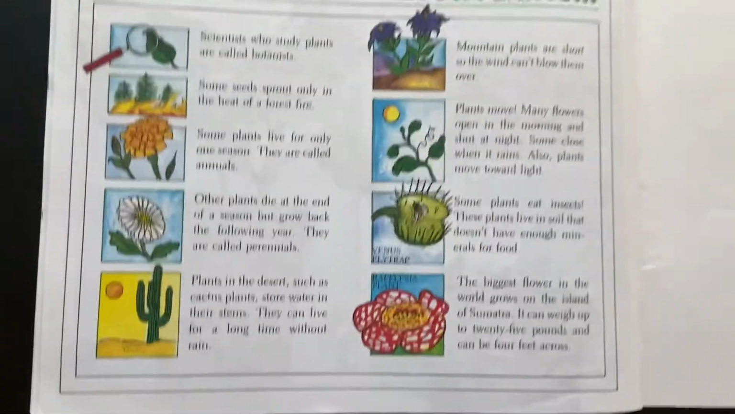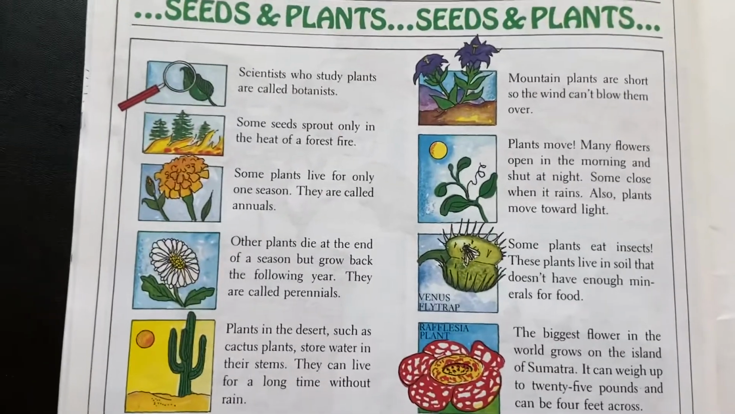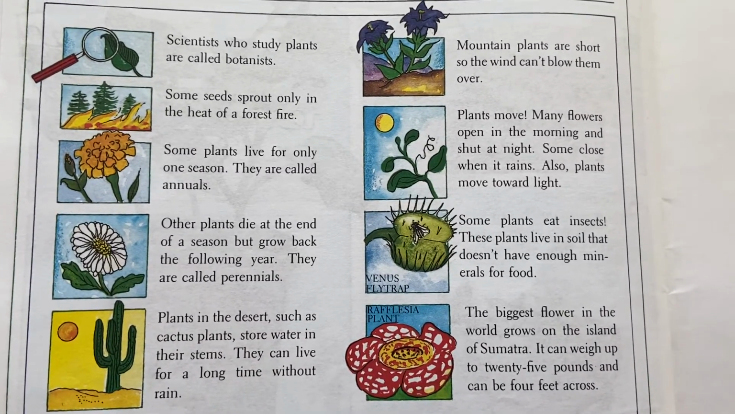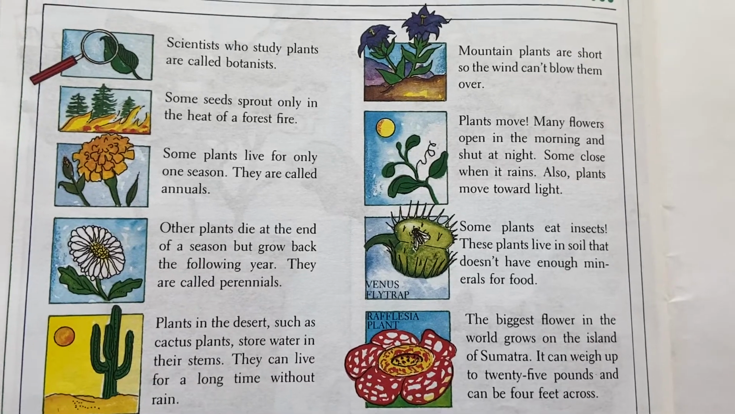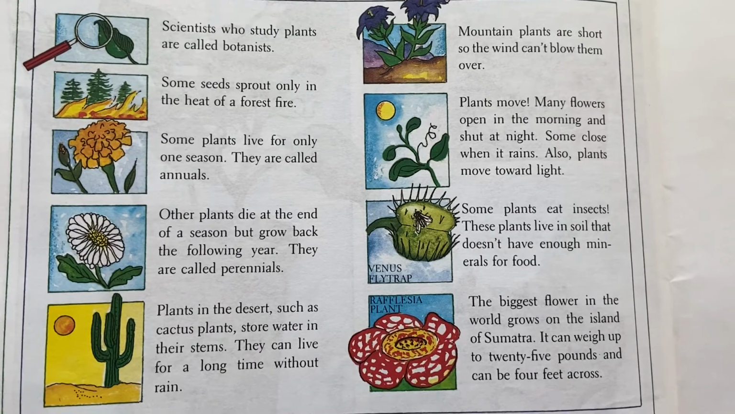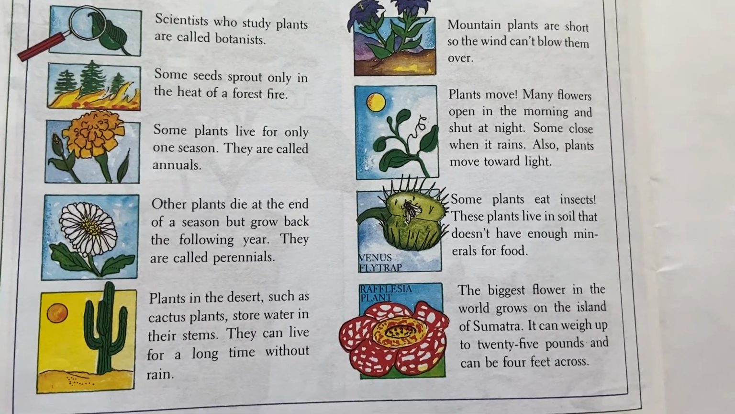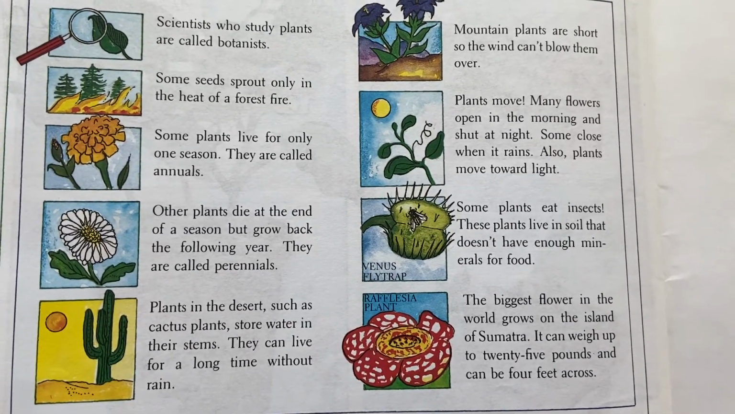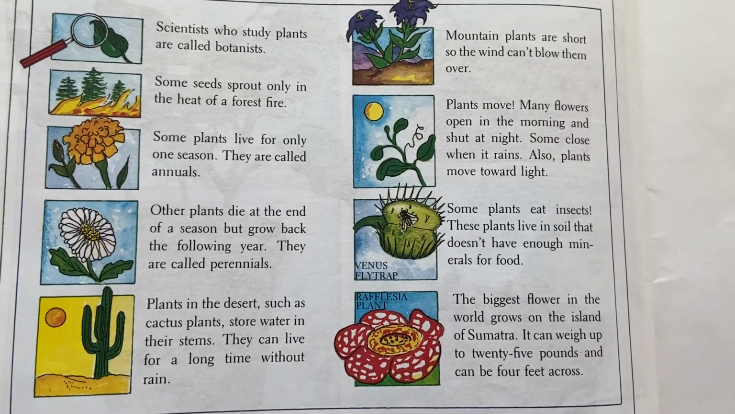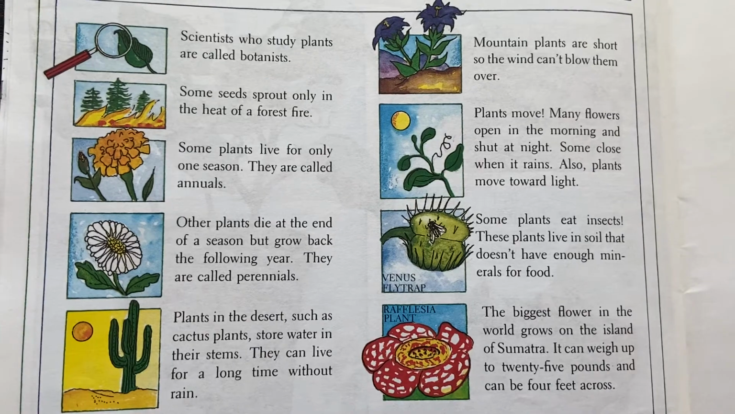So these are some other interesting facts that Gail Gibbons likes to put in her books. Scientists who study plants are called botanists. Mountain plants are short, so the wind can't blow them over. Some seeds sprout only in the heat of a forest fire. Plants move. Many flowers open in the morning and shut at night. Some close when it rains, and also plants move toward the light.